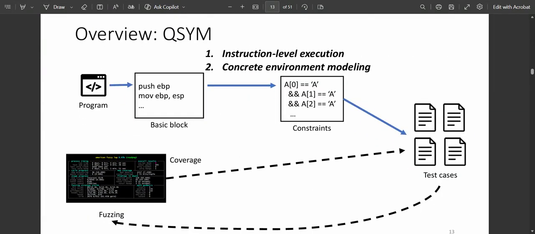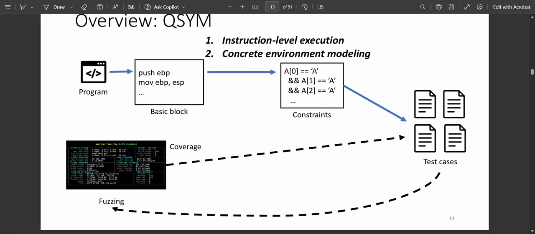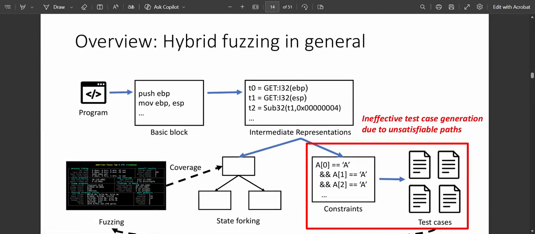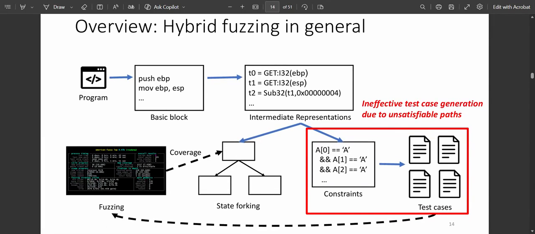When the test cases are being generated, it also causes problems like ineffective test case generation due to unsatisfiable paths that the system takes, because of the time that is being taken, and it's not effective. QSYM solves these problems by optimistic solving.